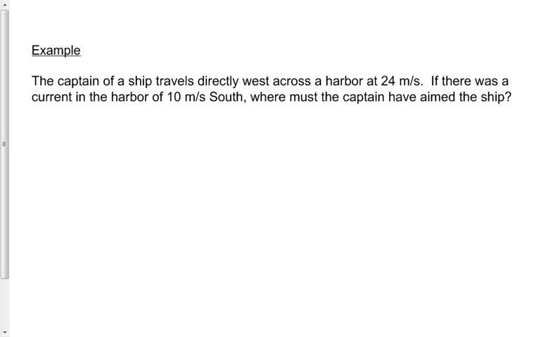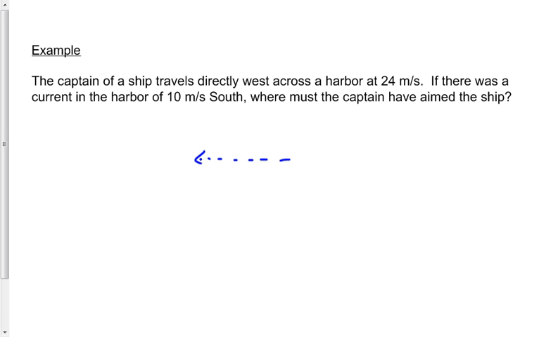So it says the captain of a ship travels directly west across the harbor at 24 meters per second. There's a current of 10 meters per second to the south. Where did the captain have to aim the ship? This captain goes directly west across the harbor at 24 meters per second. That's where he actually goes. Solid or dotted line? Dotted line, good. Where he actually goes, 24 meters per second to the west, is a dotted line vector.